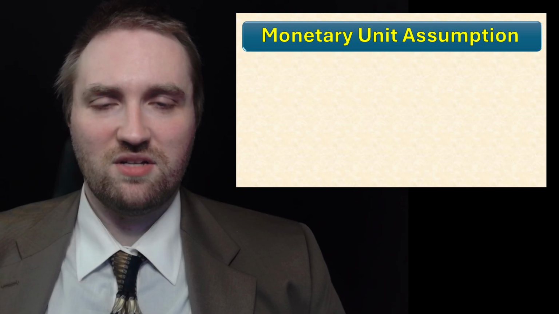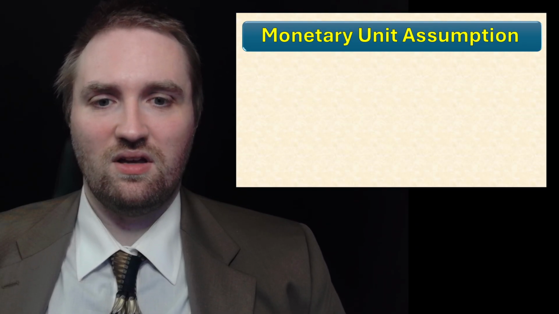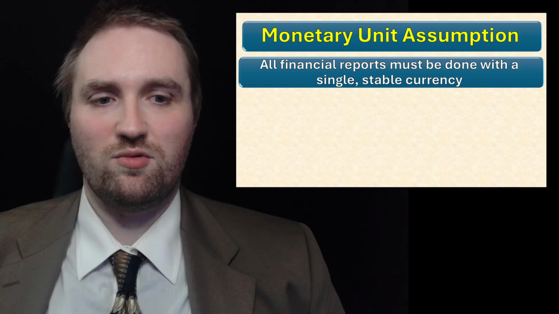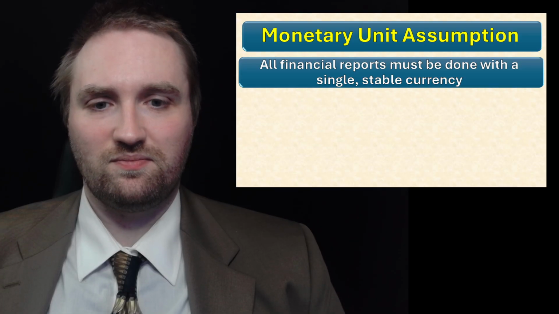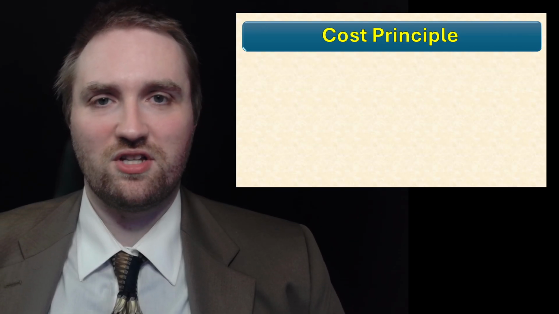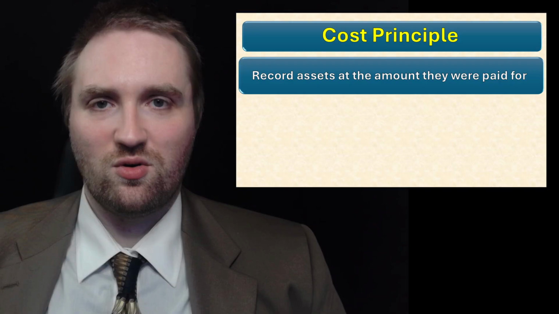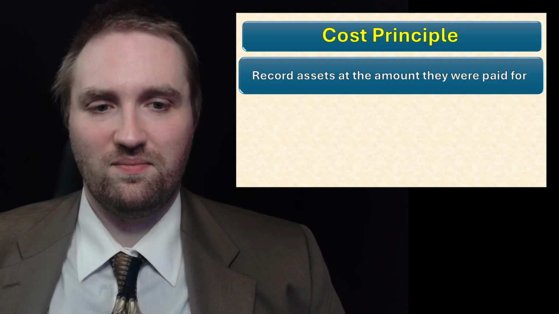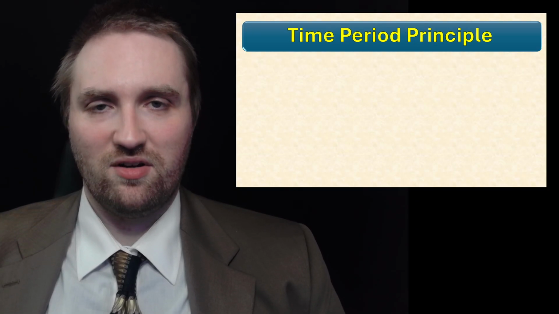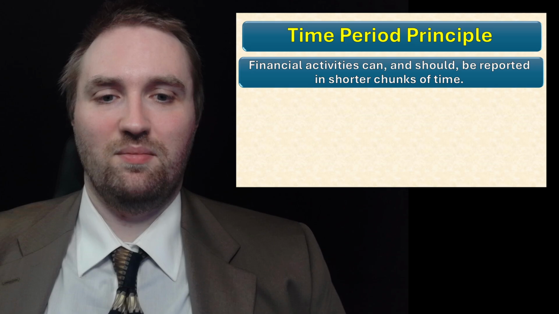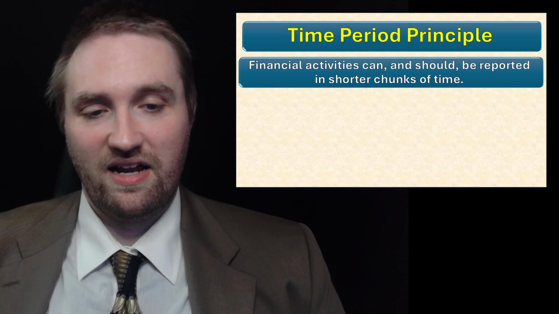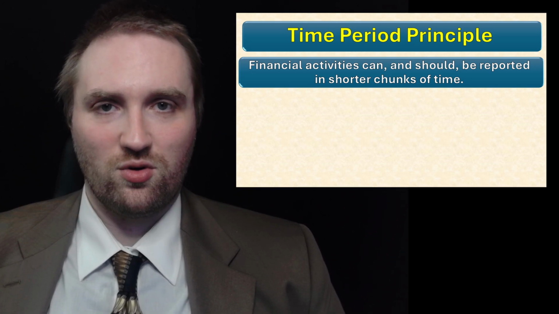Number 8. What is the monetary unit assumption? All financial reports must be done with a single stable currency. Number 9. What is the cost principle? You must record assets at the amount they were paid for. And number 10. What is the time period principle? A business's financial activities can and should be reported in shorter chunks of time.